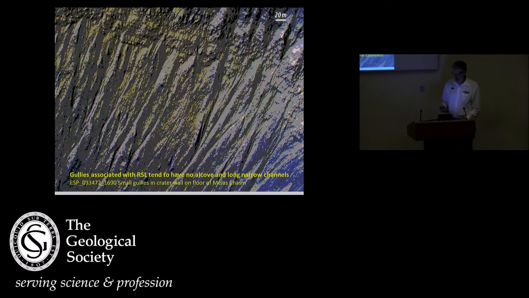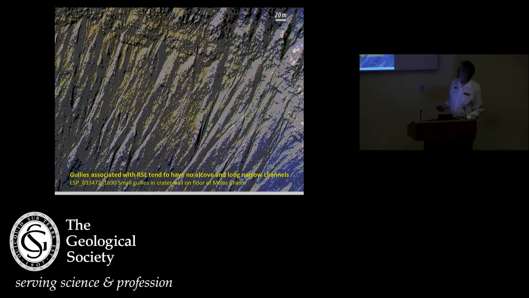And now, the gullies associated with RSL are a little different. They tend to have no alcove, or maybe you could call that an alcove, but small. And they have very long and narrow channels. There are channels down to the limits of resolution here, so less than a meter wide. So those are actually too small to be terrestrial gullies.